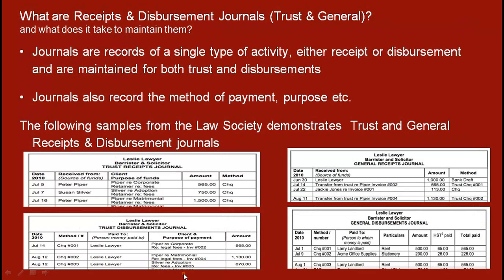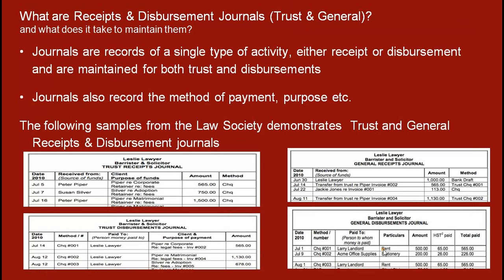Now let's move on to our next agenda item. We've looked at trust and general ledger, so those are two documents. We're going to now look at the next set of documents, which are the journals. Again, there are trust journals and general journals.